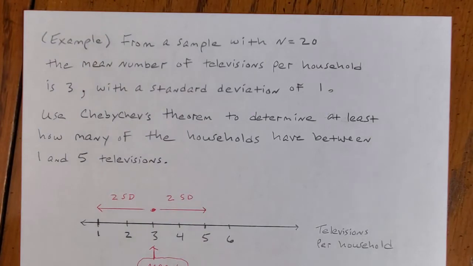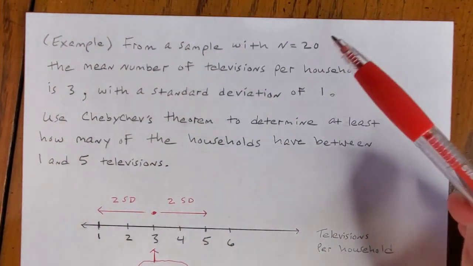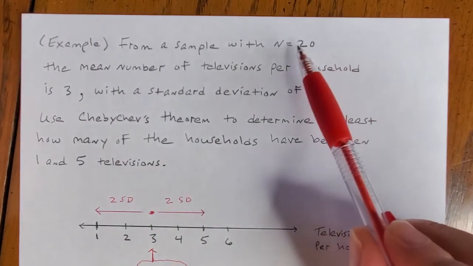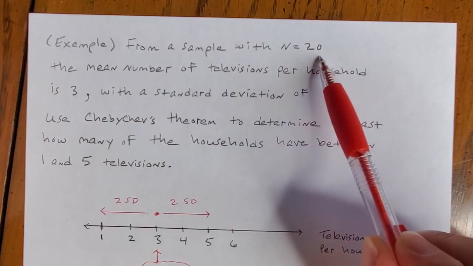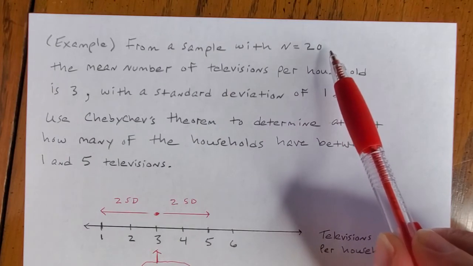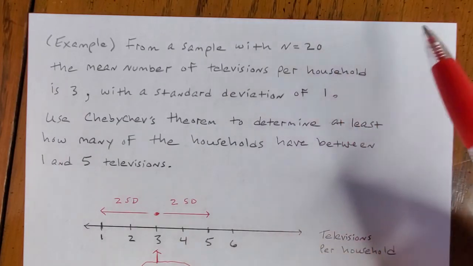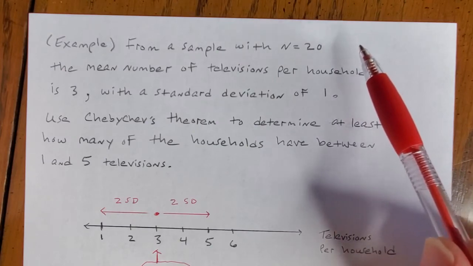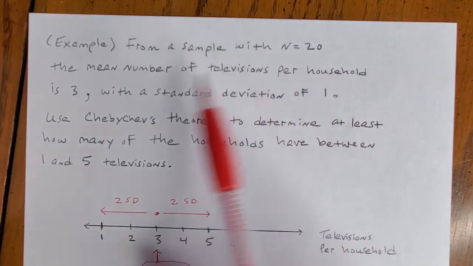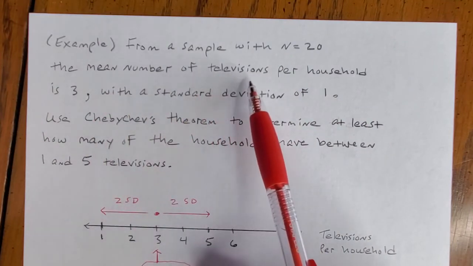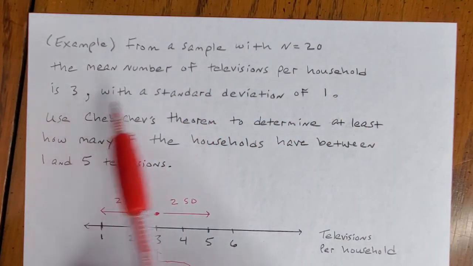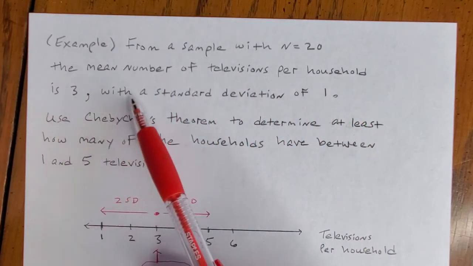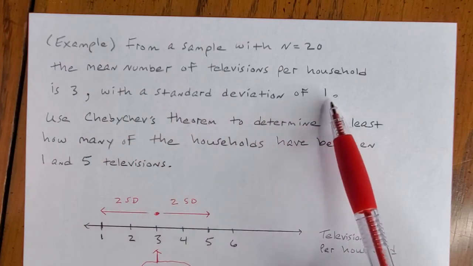So here we go. Let's look at this one. Say that we do a study or a survey of 20 households, and we ask everybody, how many TVs do you own? And we record all the data. Let's say we find from that study of 20 households that the mean number of televisions per household is 3. It's like saying the average number of televisions per household is 3. And then we have a standard deviation of 1 television.